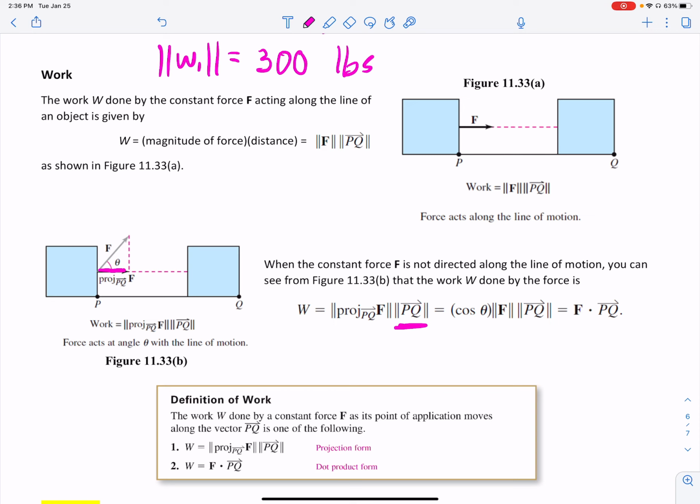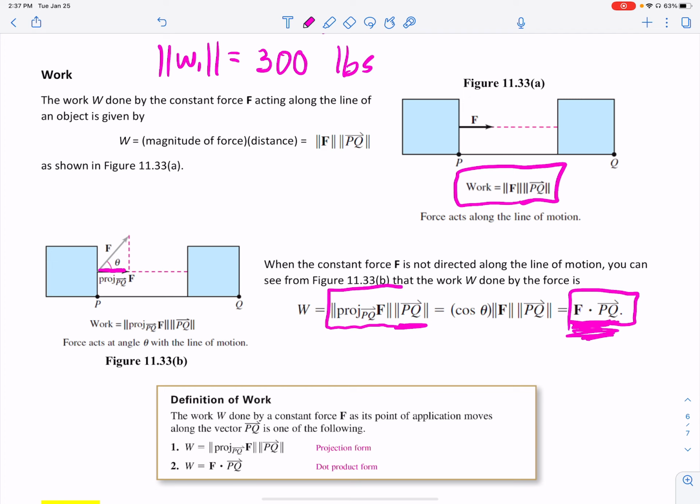So I want to use projection. I want to find that projection of F onto PQ. A couple of ways we could do this is the dot product of F and PQ. So if the force is parallel, we're going to want to use this. If force is not parallel, you can either use this one. I like that because it's pretty straight up. Or you could go and find the projection and multiply it by that, or the middle definition there. It's up to you.